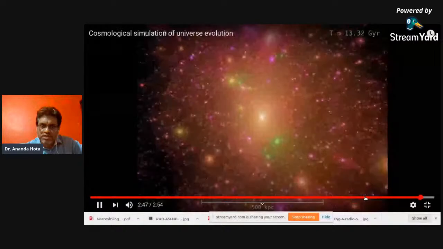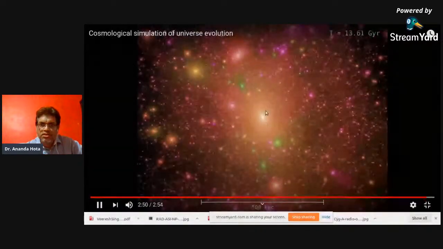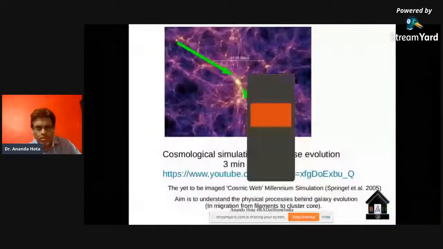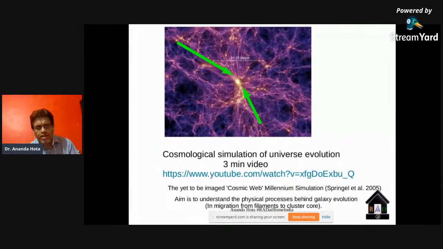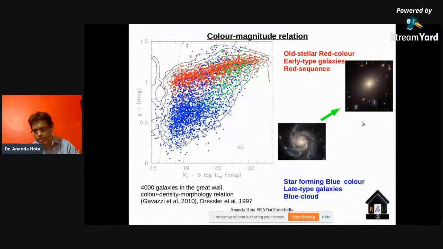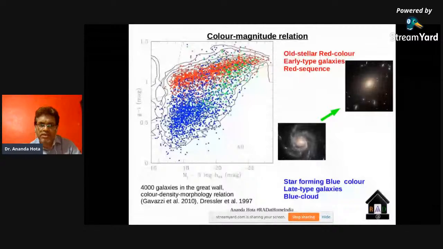The cluster will have a central brightest cluster galaxy at the center, with so many stars and so many galaxies surrounding it. So the gas and galaxies are converging towards the center of the clusters. There is one more point here: you have seen the galaxies, their brightness and their color. So how astronomers determine the color of a galaxy is they take a measurement of the galaxy's brightness in one filter, say a green filter, and the other measurement in an infrared filter.